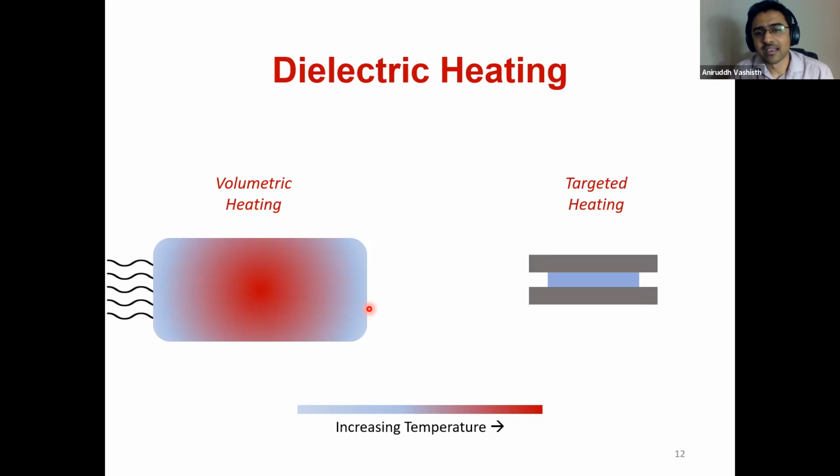The other application is targeted heating, where let's say you want to bond two materials and you don't want to heat the two substrates, you just want to heat the adhesive in between. If these substrates are either metallic or plastic and you pass radio frequency waves through them, the waves don't affect these conductors or insulators, they just heat the adhesive that has that optimum range of conductivity. So I'll show you the work I've done for volumetric heating and the work I've done for targeted heating going forward.